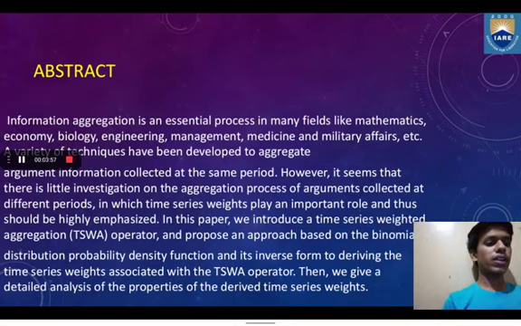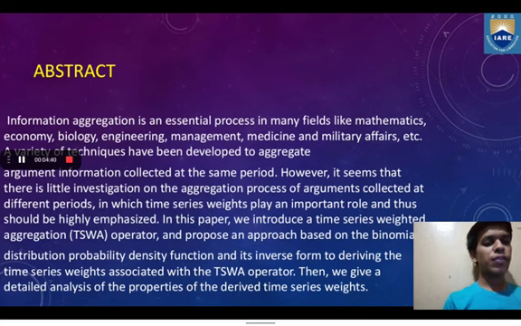So let's begin with our topic, the time series using binomial distribution. Information aggregation is an essential process in many fields like mathematics, economics, biology, engineering, medicine and military affairs, etc. A variety of techniques have been developed to aggregate information collected at the same period. However, it seems that there is little investigation on the aggregation process of arguments collected at different periods, in which time series weight plays an important role and thus should be highly emphasized.